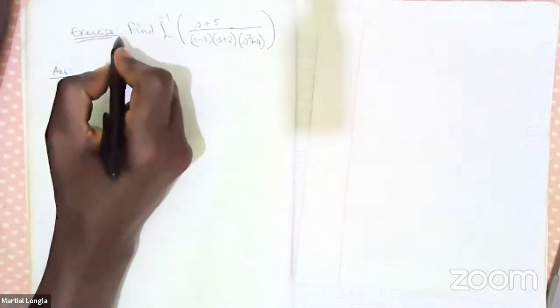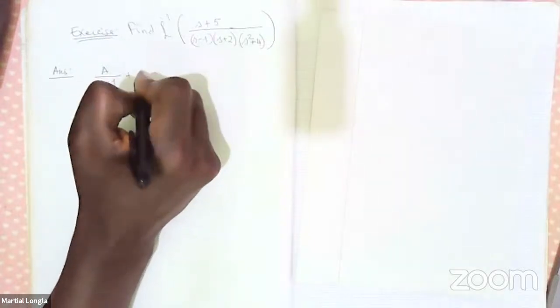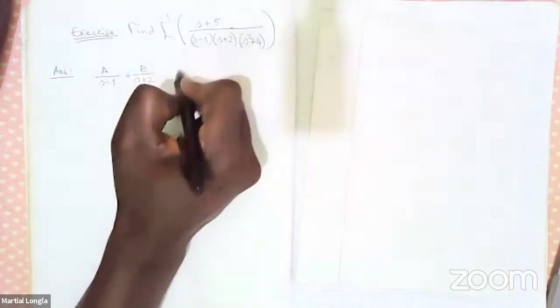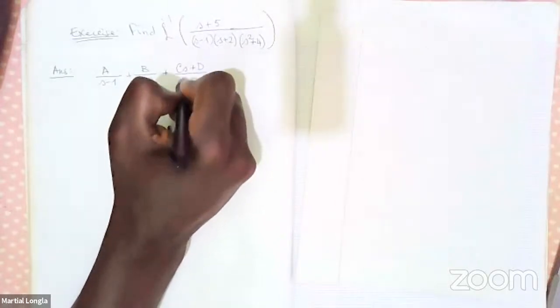The partial fractions. That's going to be A over S minus 1, plus B over S plus 2, plus CS plus D over S squared plus 4. That's where it starts, and you always need to think of it like that. Once you have this part, it's like half the problem is out, right?